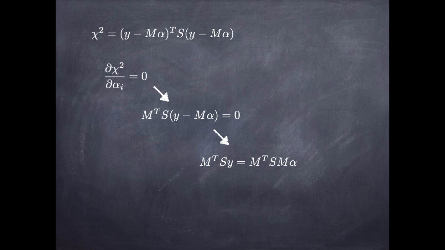Well, I can think of those matrices multiplying alpha as a chunk, as a single matrix, which I can multiply on both sides with the inverse, and I'll get alpha. So the thing that matters is I can construct this M matrix if I know the model. I can construct the S matrix if I know the sigmas, and I can construct this whole monstrosity and apply it to the y vector, the data vector, and compute immediately the parameters.